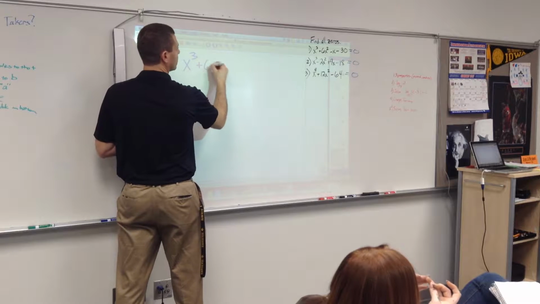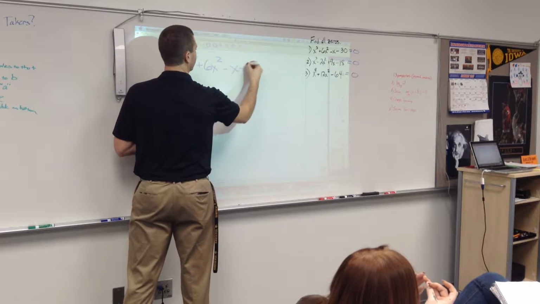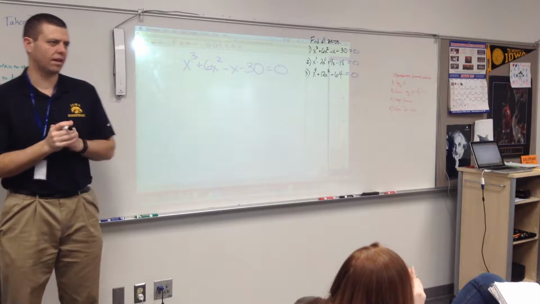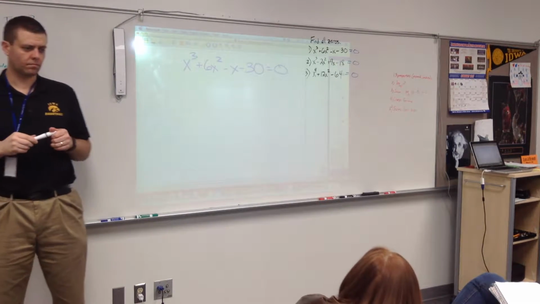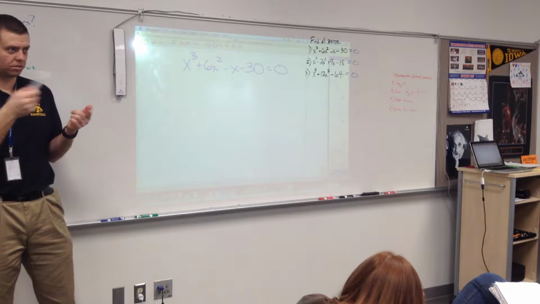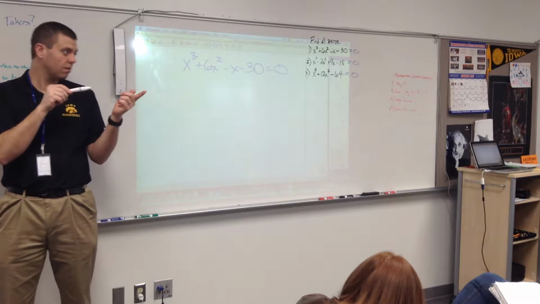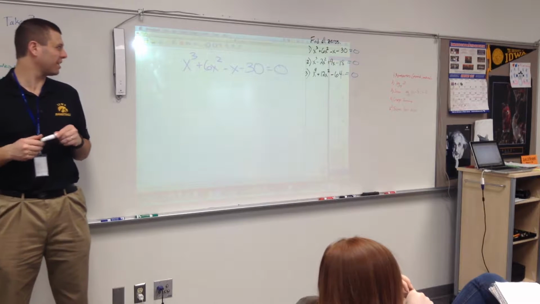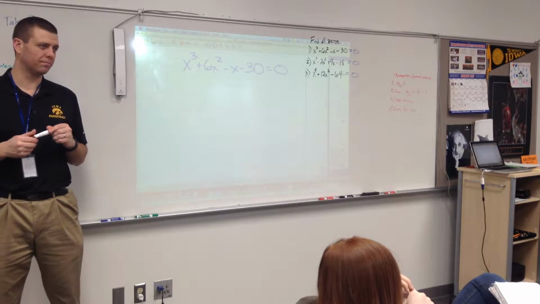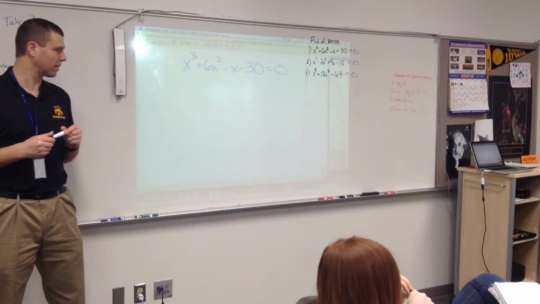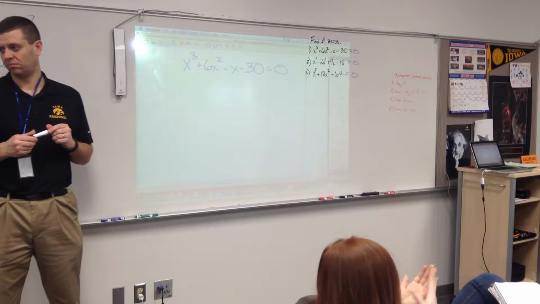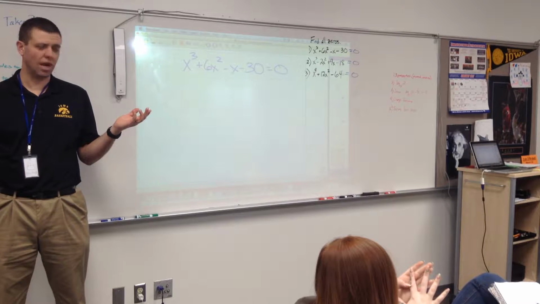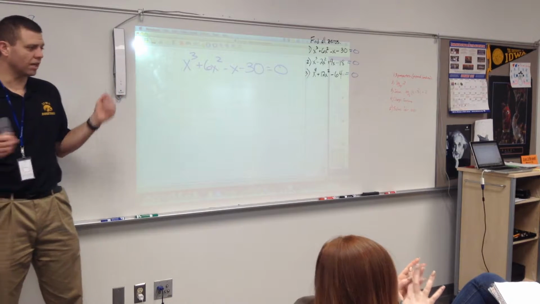x cubed plus 6x squared minus x minus 30 equals 0. Do you know how to factor that? Nope. Okay, Lainey says no. Anybody else? Maybe by grouping? We tried it. I didn't get it to work by grouping. So what's another method you can use? Graph it. Okay? Go ahead, graph it real quick.